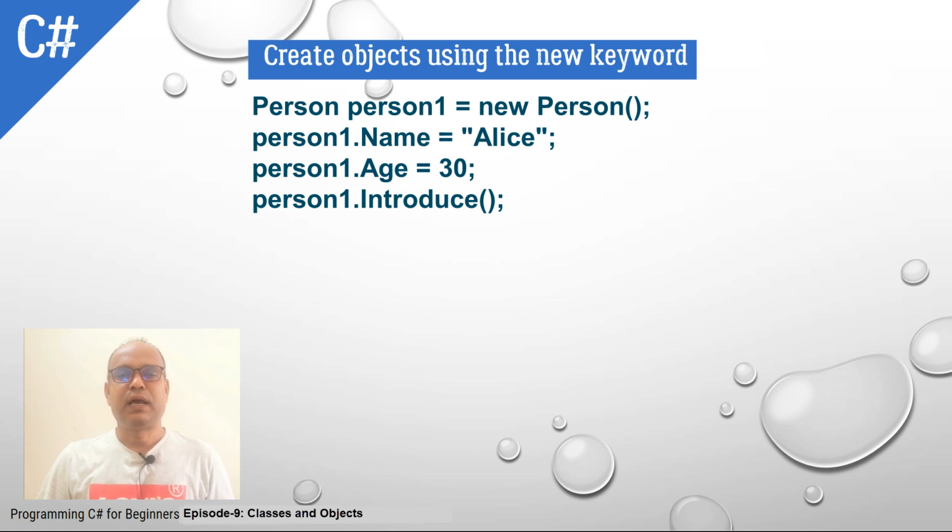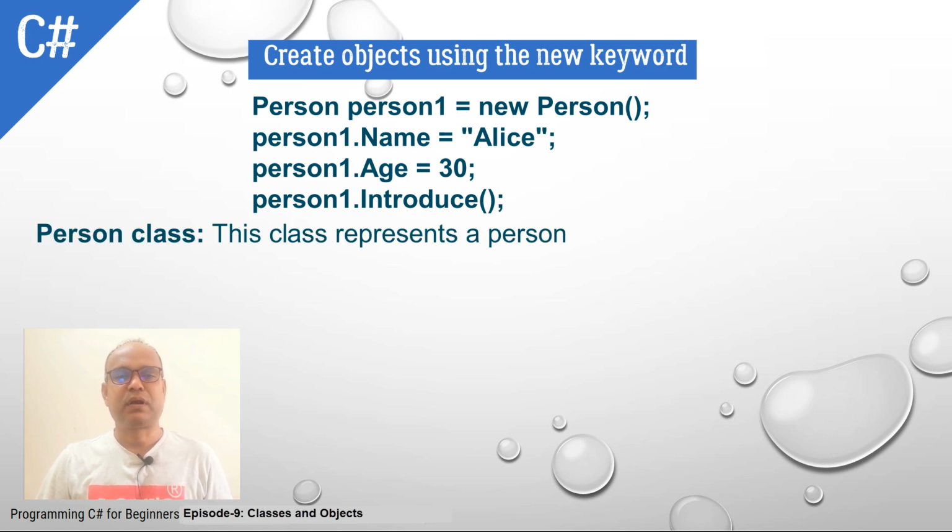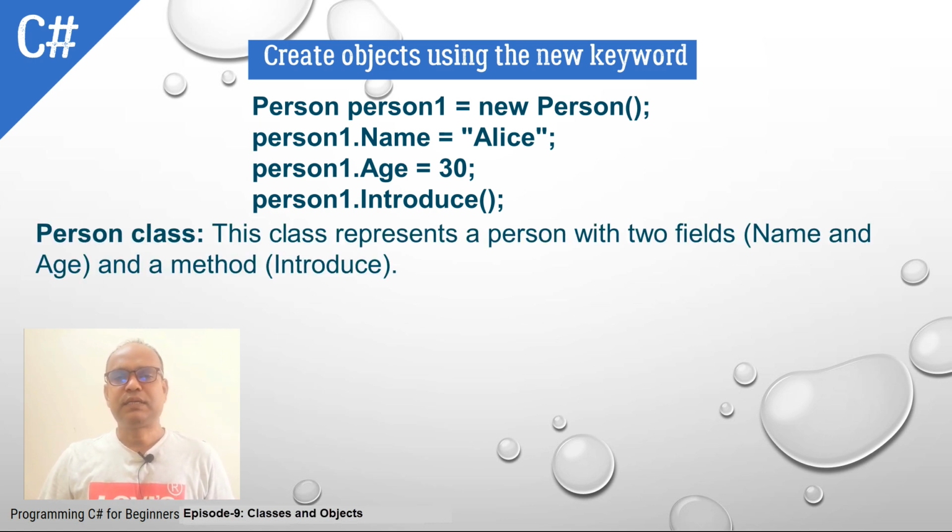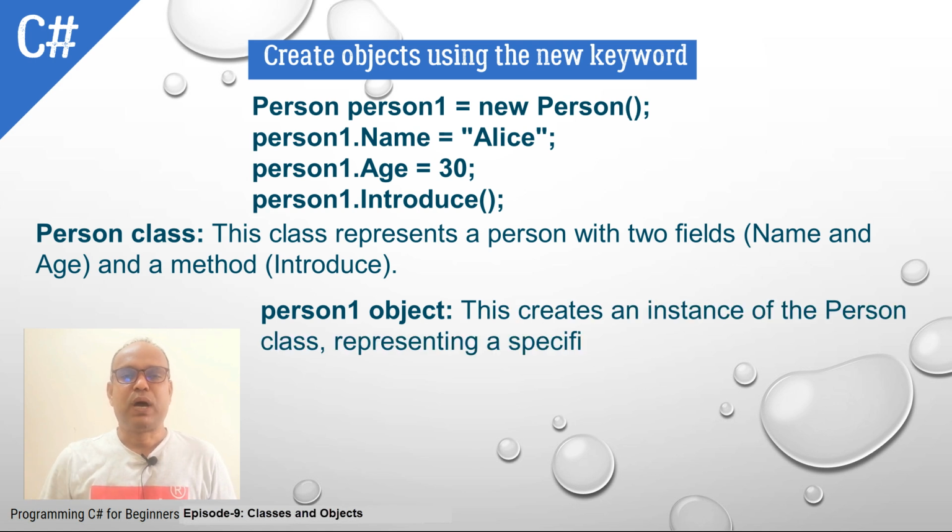Let's explain the example. Person class. This class represents a person with two fields, name and age, and a method Introduce. Person1 object. This creates an instance of the Person class representing a specific person.